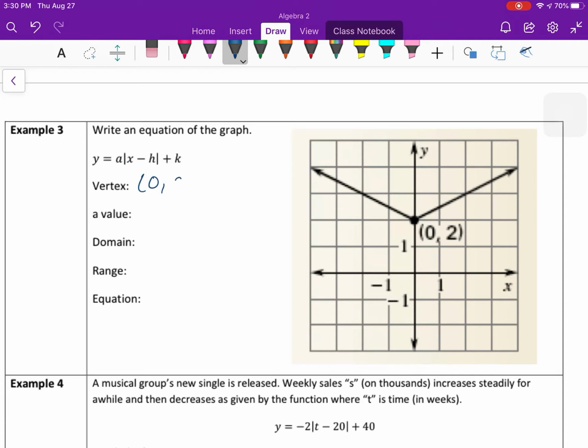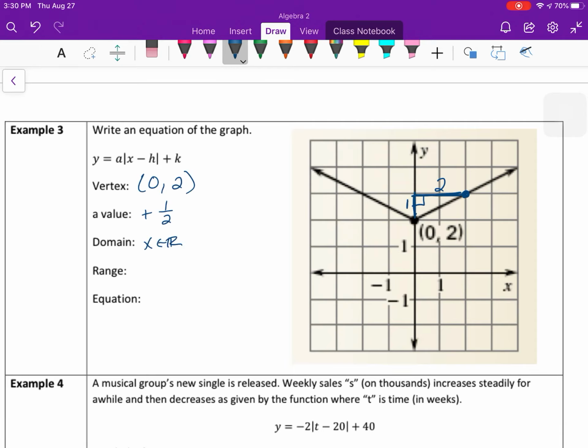This one has a vertex of (0, 2). This time our A value will be positive because it opens up. They don't give me another point here, so I'll choose this one, and it's a slope, rise over run, so make sure you make that right triangle. Find the distance up is 1 and the distance over is 2. So that means our A value will be a positive 1/2.